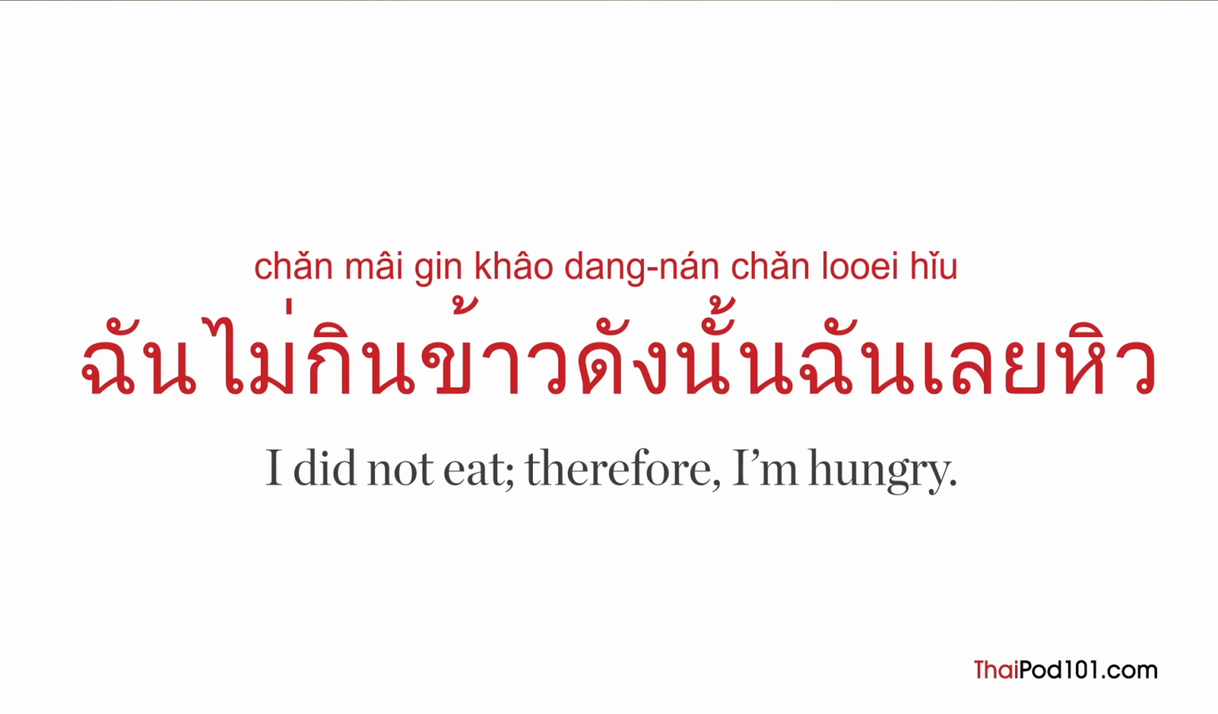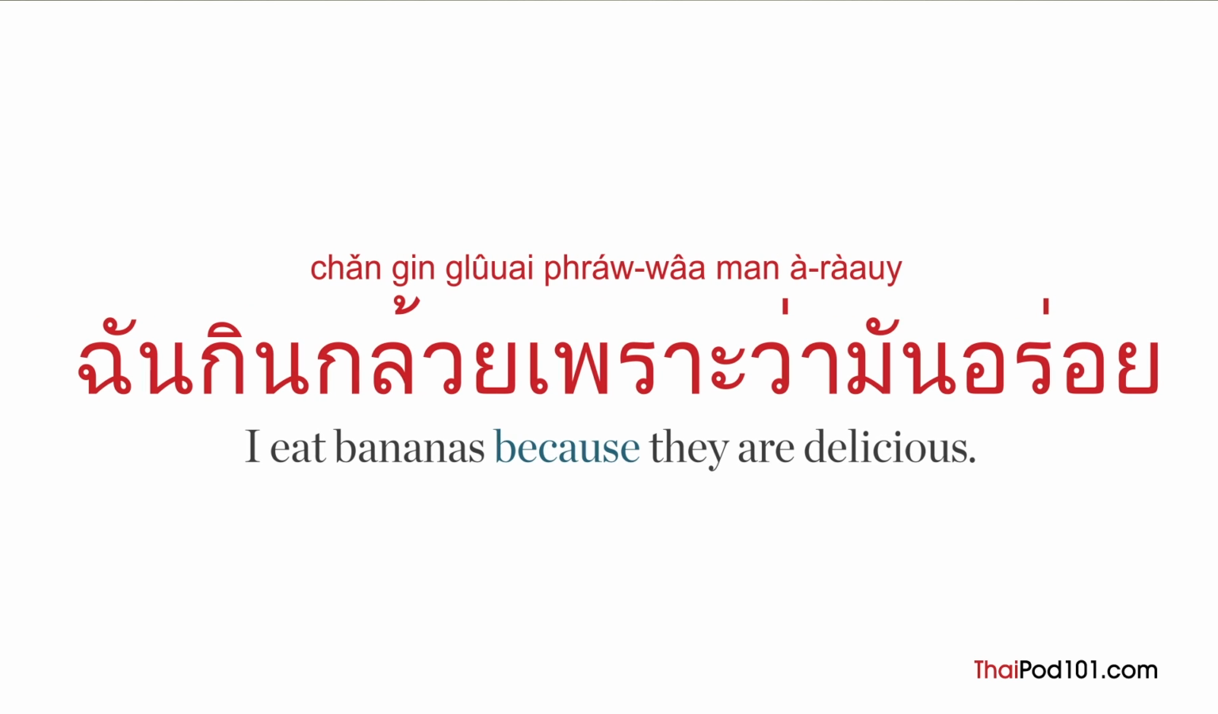To conclude a sentence in Thai, we say ดังนั้น, therefore. For example, ฉันไม่กินข้าวดังนั้นฉันเลยหิว, I did not eat, therefore I'm hungry. And lastly, because in Thai is เพราะว่า. For example, ฉันกินกล้วยเพราะว่ามันอร่อย, I eat bananas because they are delicious.